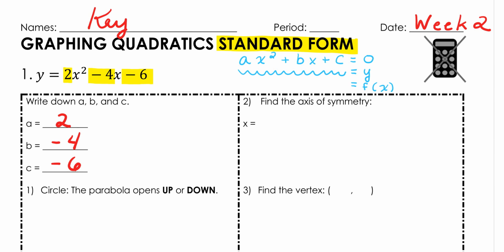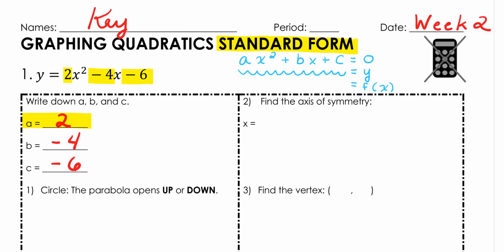All right, now step 1. You're going to circle, or if you don't have a graphic organizer, you're just going to write this down: the parabola opens up or it opens down. So we're trying to figure out, what does this parabola look like? The way that we figure this out is by looking at our a value. So this is all about the a value in step 1. Your a value is going to tell you if it opens up or opens down.